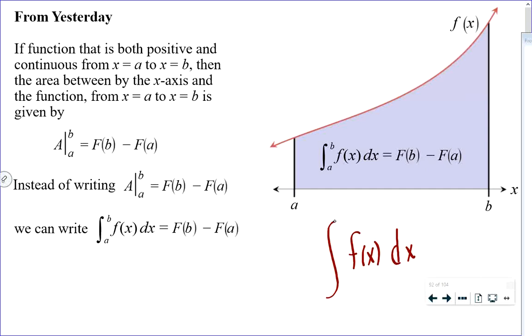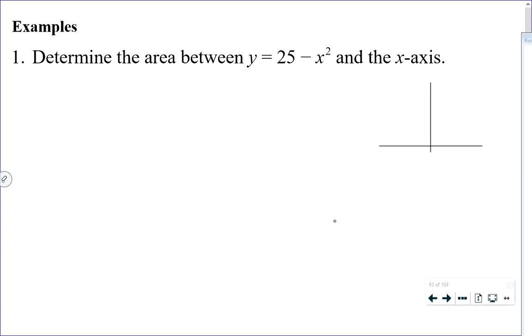So I'm going to, not even gradually, I'm just going to dive right in and be using this notation from now on. So determine the area between 25 minus x squared and the x-axis. What is different from this compared to yesterday is I'm not saying from x equals something to x equals something. So there's an implication that there is an area that's obviously what we want to find. And we need to look at the graph.